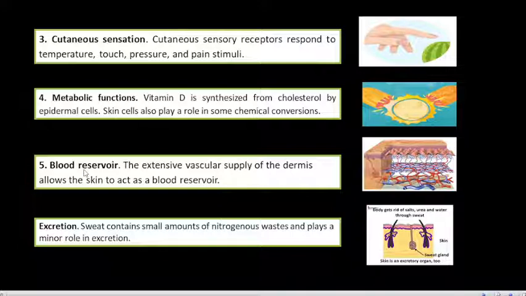So, para silang storage na rin for blood. Okay? Number 6, function, excretion. So, the sweat is considered sometimes as an excretory substance. When we say excretory substance, these are substances containing waste from the body. So, yung ating sweat also contains small amounts of nitrogenous wastes and plays a minor role in excretion.